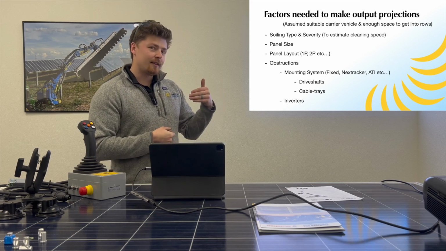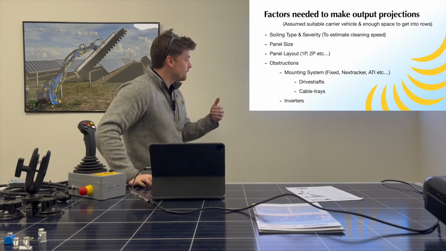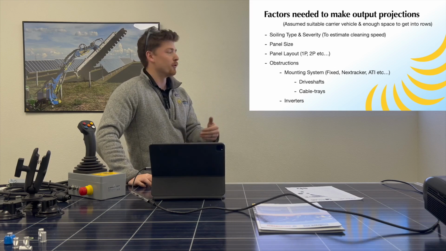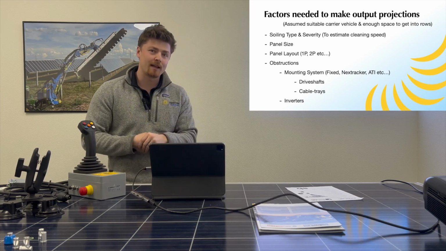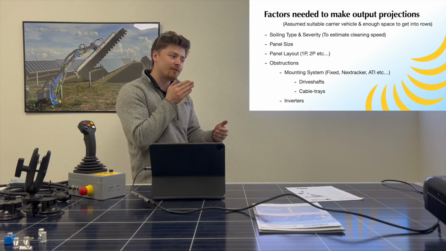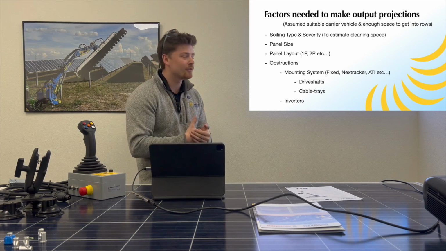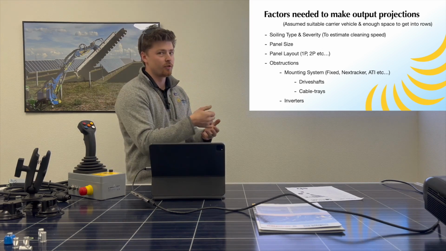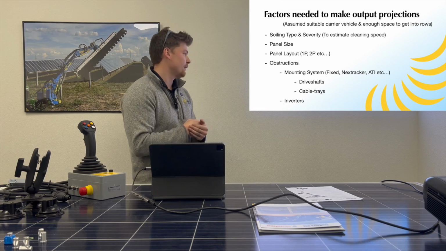And lastly, this is the thing that is specifically useful on the site visit: working out what obstructions you may have on the row. Lots of tracking systems now have drive shafts or cable trays across the row. That means, of course, you've got to drive down to the cable tray and back out. Same with the drive shaft. You drive down and reverse your way out.